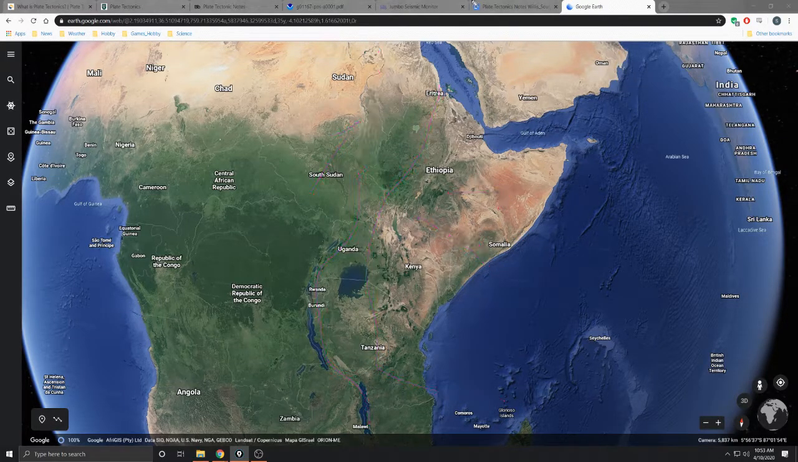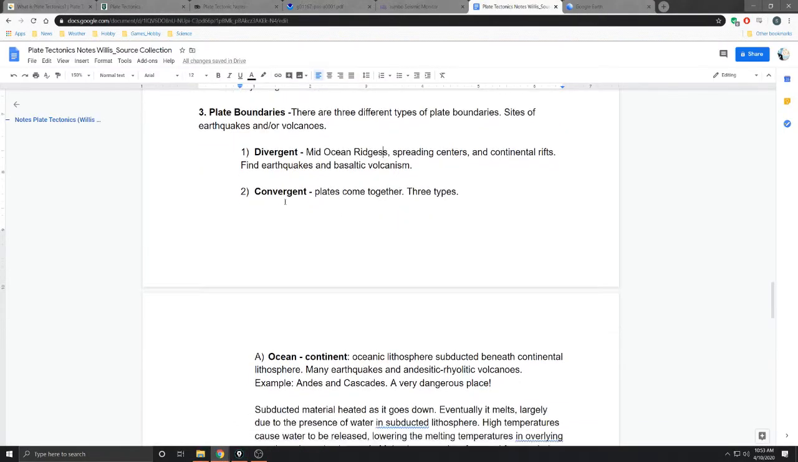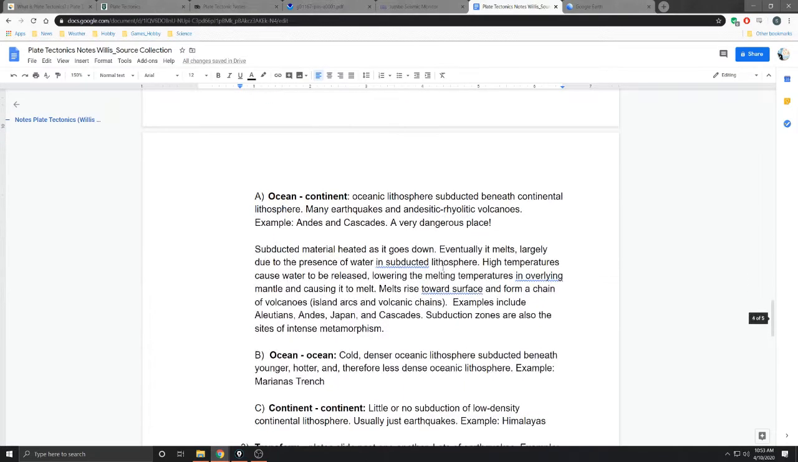All right, so back to where we were looking here. Let's go back to the notes. Let me get back to my pointer here. So we've got divergent plates, which are going to be areas where they move apart. You guys can fix my grammar stuff later. Convergent boundaries are going to be where things come together. There's three types of convergent boundaries.